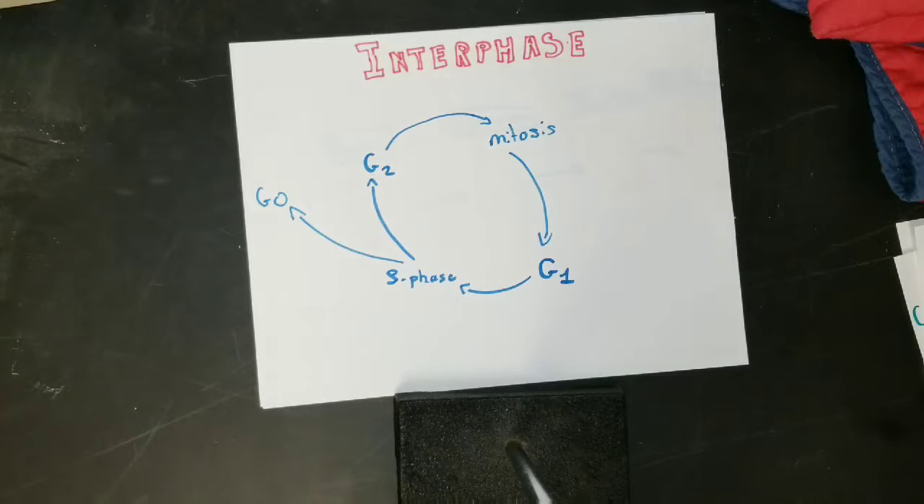Interphase is part of the cell cycle, and it includes G1, in which the cell grows, S phase, in which DNA replicates, and G2, in which the cell grows more. However, there is an outside stage, which is called G0, and is a stage in which the cell doesn't do anything and just ends up dying because it can't replicate.